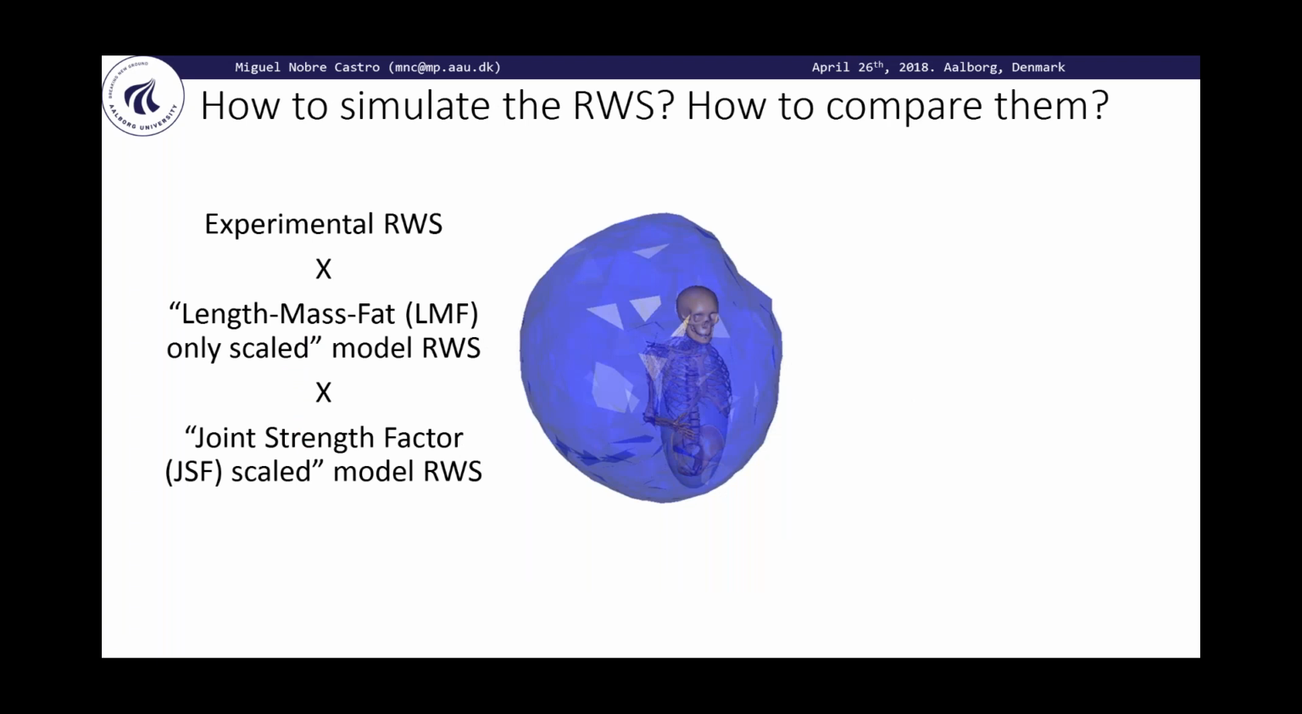So now we have a scaled model. Now that we optimized our model, it is more subject specific than the other previous method we had, let's call it default, this length mass fat scaled model. Now that we have this optimized one, how can we use it to benefit and take advantage of it to predict the reachable workspace? How would we do that?